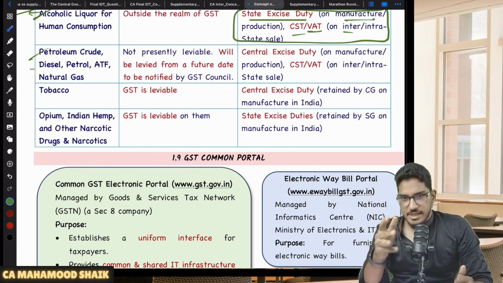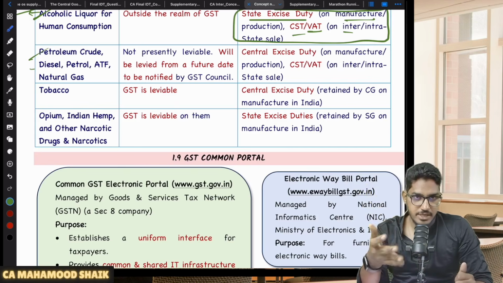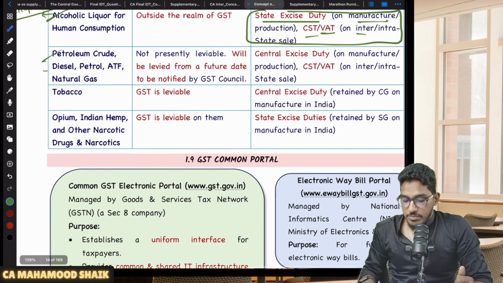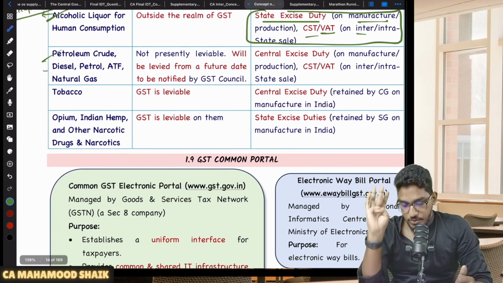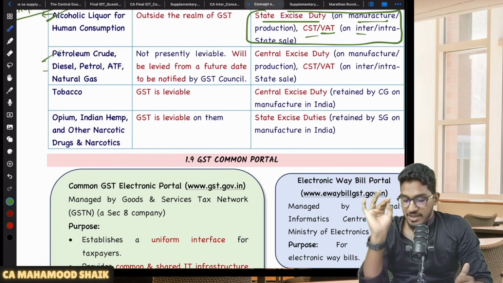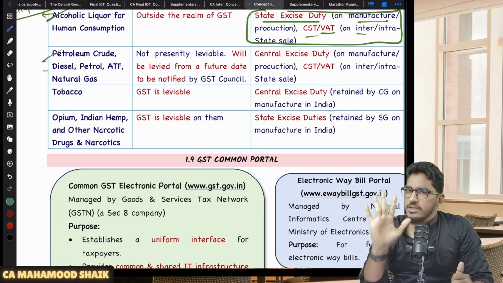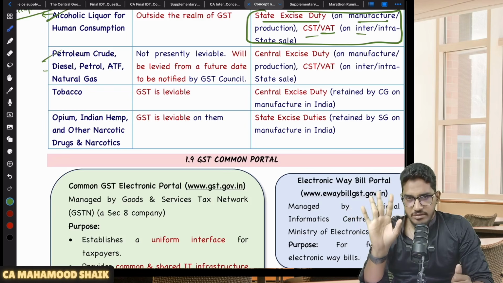Have you heard the news? In the last 2-3 days, the news has come on social media saying that the government has cut the excise duty. You have not heard the news? The government has cut down the GST on petroleum? No. Why? Because even on petroleum products, GST is not there. So how many petroleum products? 5 petroleum products: petroleum crude, diesel, petrol, ATF (aviation turbine fuel), and natural gas. These 5 products you have to remember.